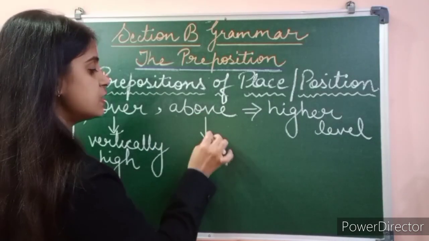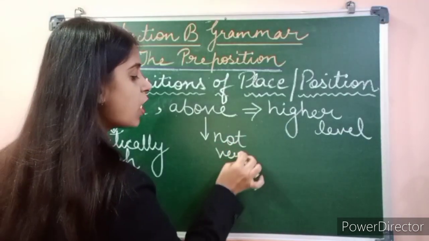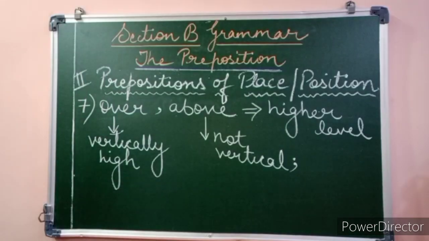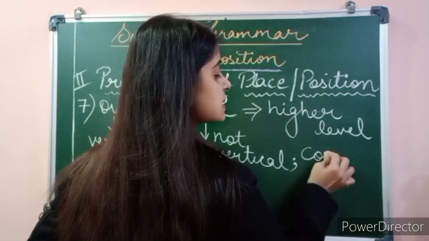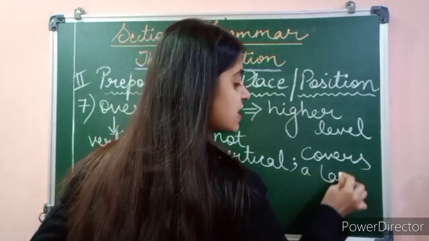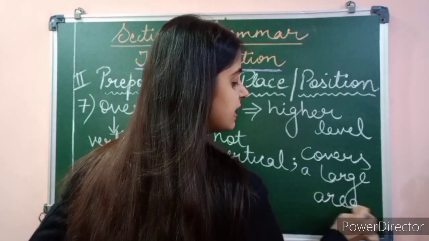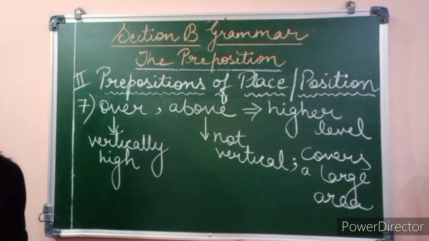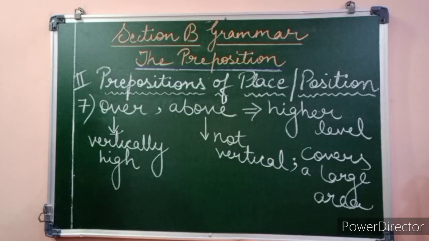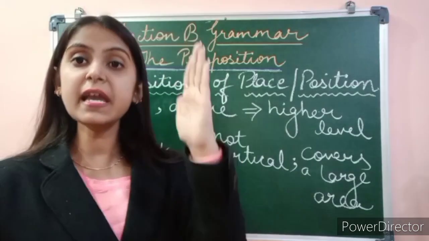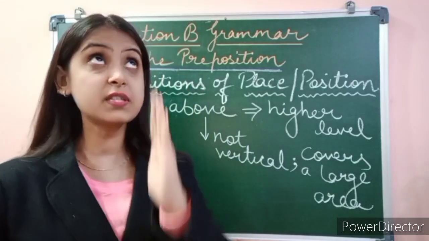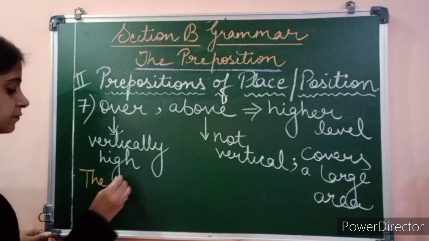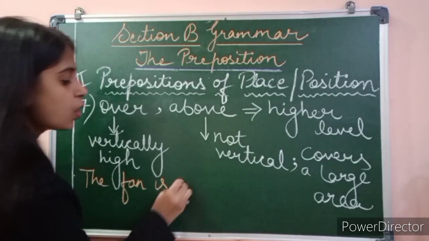And above is used when something is not vertical, or you can say when something covers a large area. Now I'll give you an example for over also and for above also to make the concept more clear. Now, over is used when we talk about something which is vertically high. Vertically, in a vertical position, in a straight position, high above. For example, the fan is over my head.